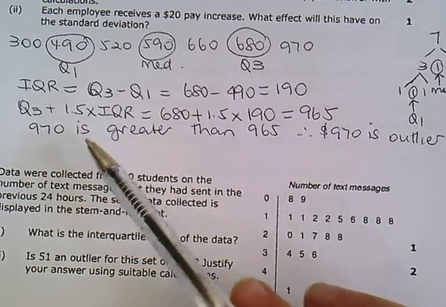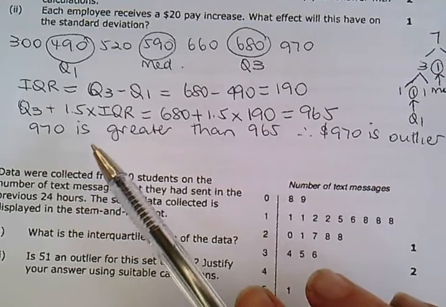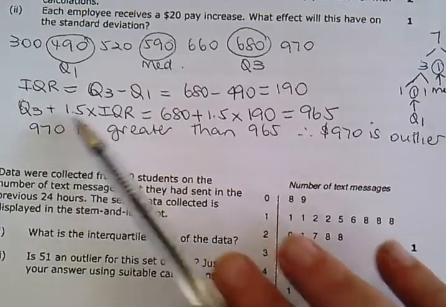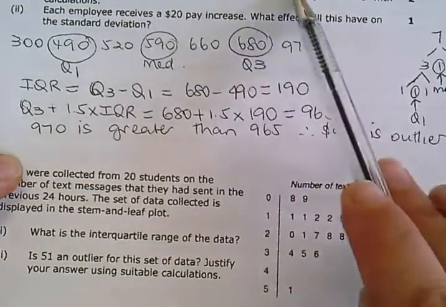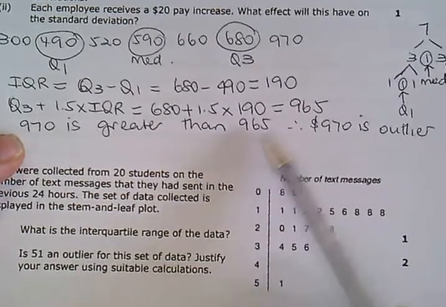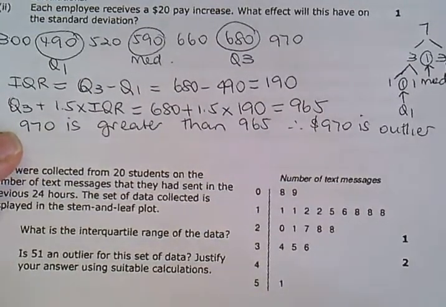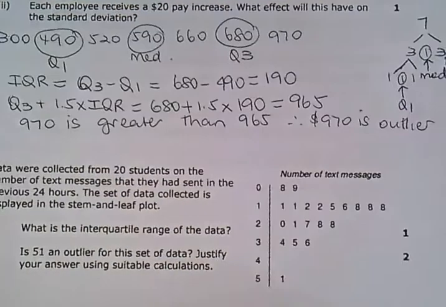965 for our calculation. Now looking at the definition, an outlier is a score that's greater than Q3 plus 1.5 times IQR. And our score that we're looking at is 970, the outlier. Yes, it is, because 970 is greater than the answer there, which was 965. Now, that's part 1.